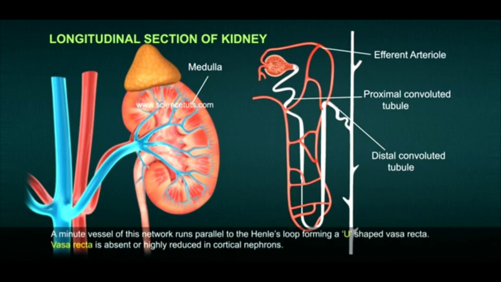A minute vessel of this network runs parallel to the Henle's loop, forming a U-shaped vasa recta. Vasa recta is absent or highly reduced in cortical nephrons.